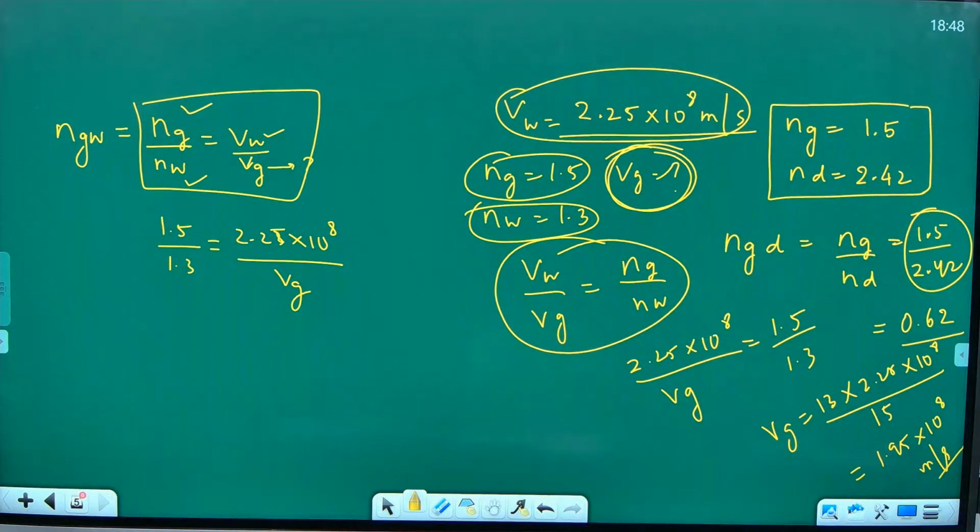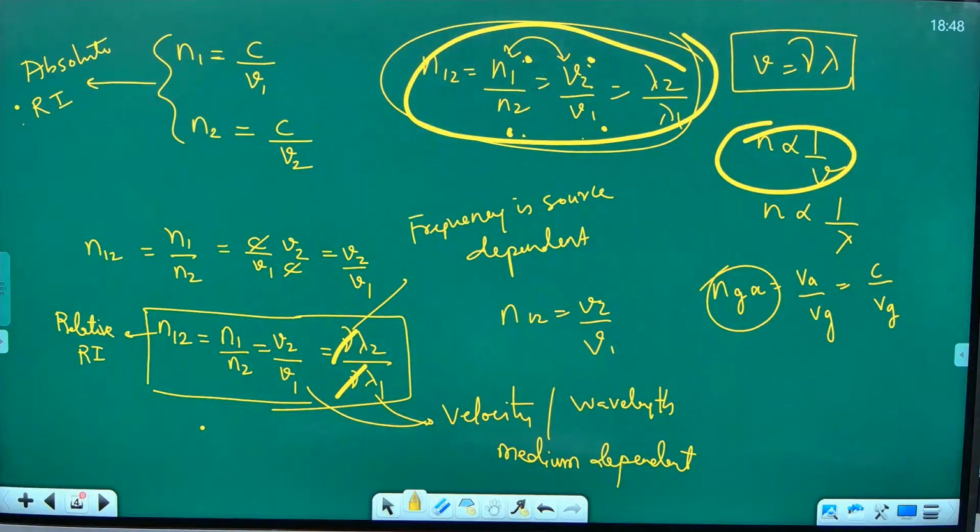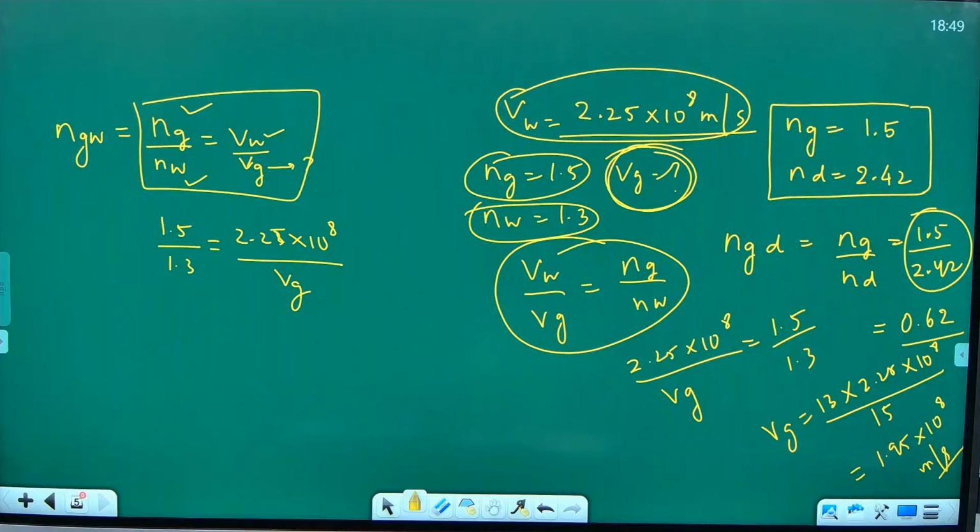That's all. Simple question. So I said, if you remember this formula, many things you can solve. If you just remember the formula, that is N12 is equal to N1 by N2 is equal to V2 by V1 is equal to lambda 2 by lambda 1, which clearly shows that refractive index is inversely proportional to velocity and refractive index is inversely proportional to wavelength. That itself will help you to solve any question. Take another last question, the last question of the refractive index category. Shall I give?